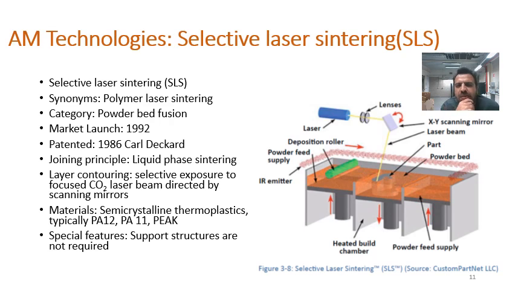Semi-crystalline thermoplastics, typically nylon, polyamide 12 or polyamide 11, or PEEK, are printed using selective laser sintering. A selective laser sintering process doesn't require the use of support structures.